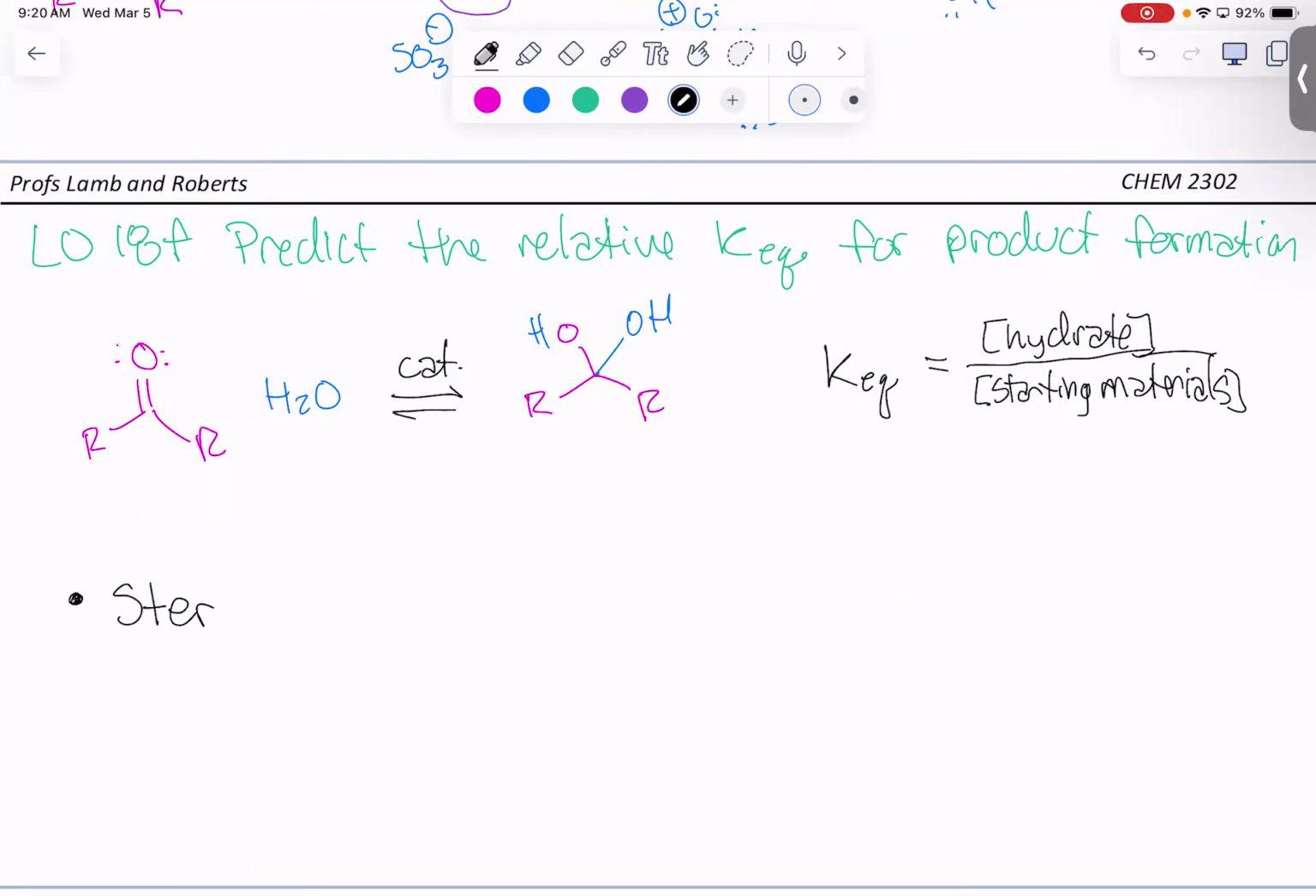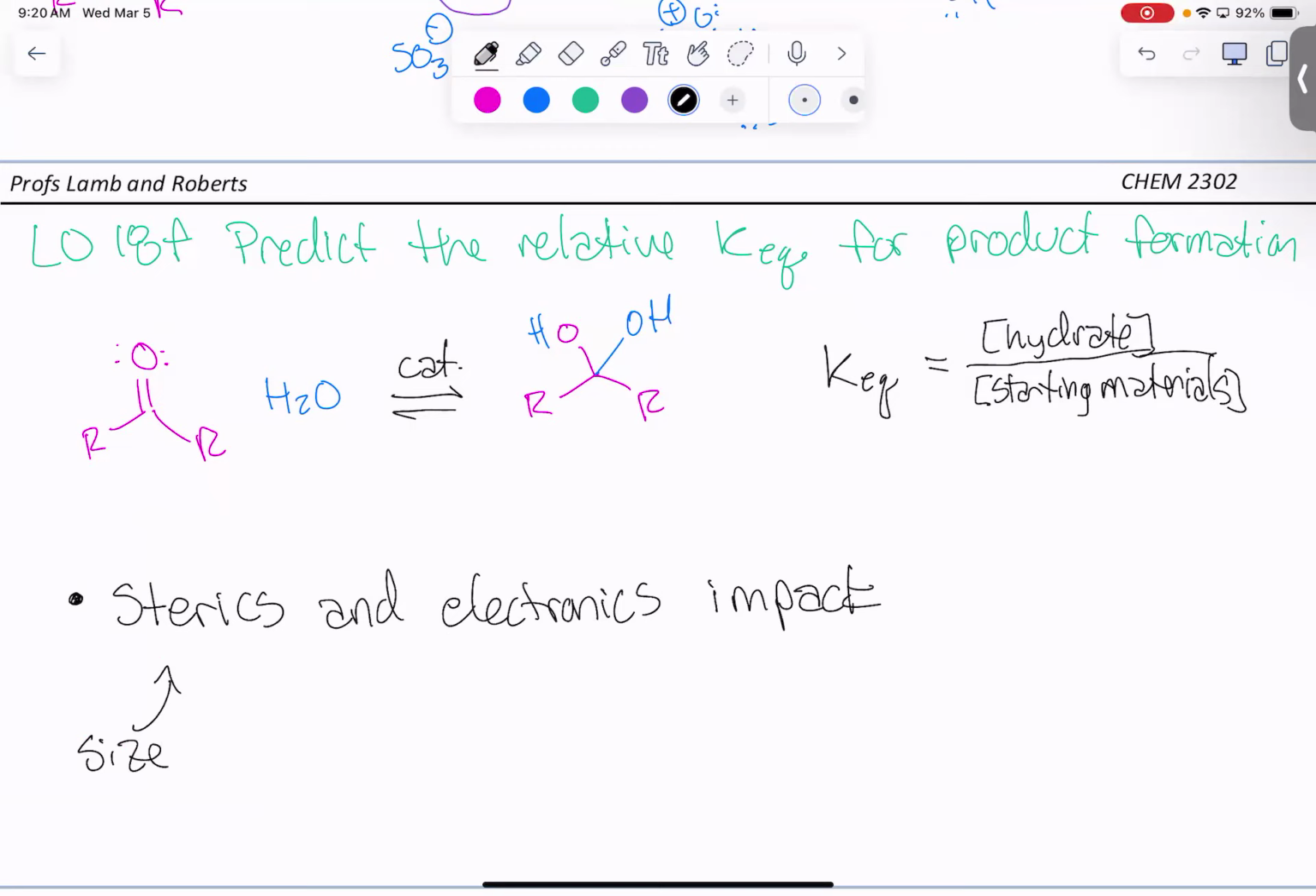We're going to consider sterics, which is the size of the substituents that are around our reactive site. All right, so that's the size. And we're going to consider electronics. Both of these impact KEQ. When we're thinking about electronics, we're thinking about electron donating groups or electron withdrawing groups. All right, so we can sort of think through this exercise and then we'll do a couple of practice problems.